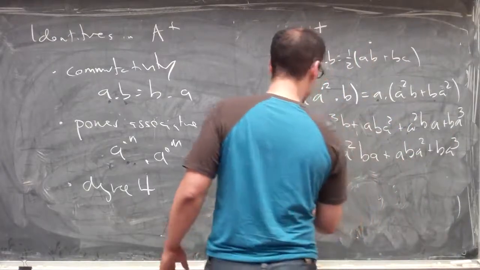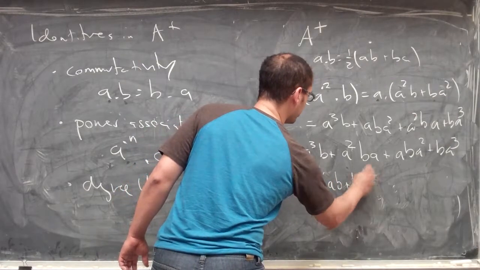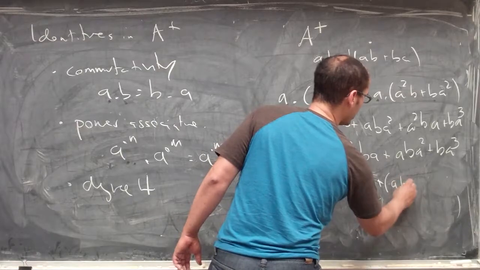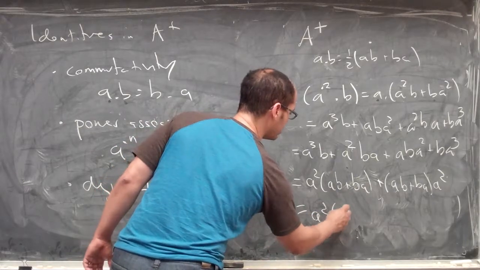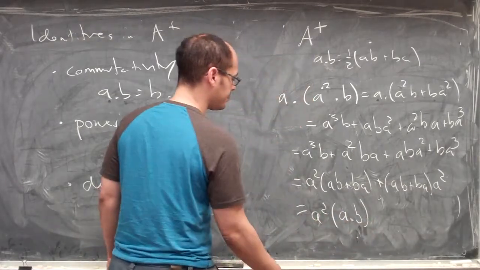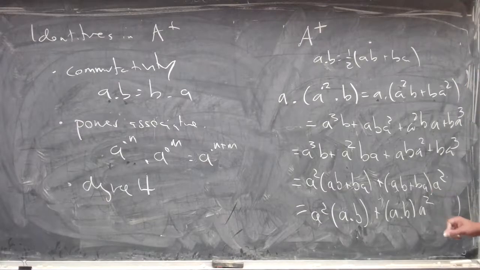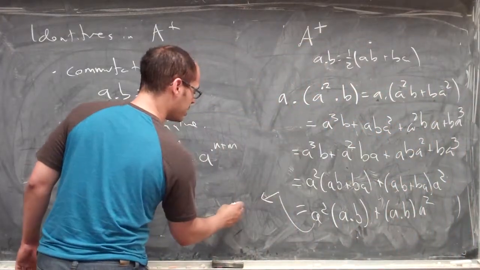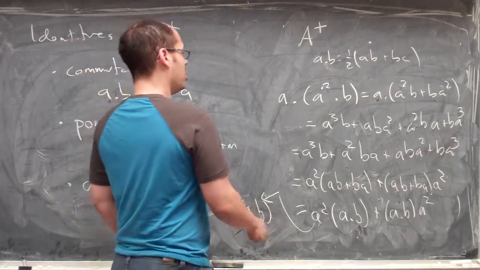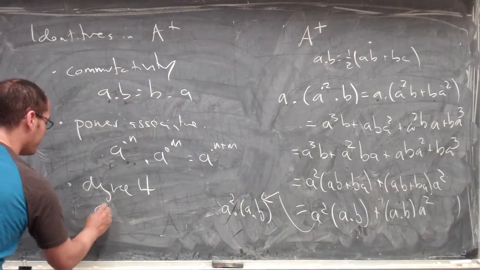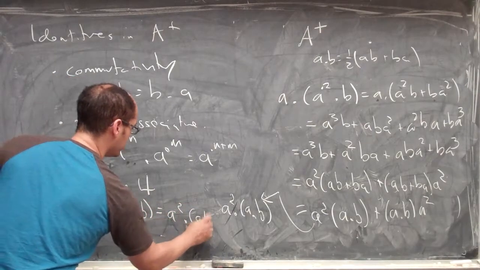And now on the left I can pull out an a², and on the right I can pull out an a². So I get a²(ab + ba) plus (ab + ba)a². Or in other words, that's a² times a · b plus a · b times a². But then finally that is a² · (a · b). So the non-trivial identity is that if you have a · a² · b, then that's the same as a² · (a · b).